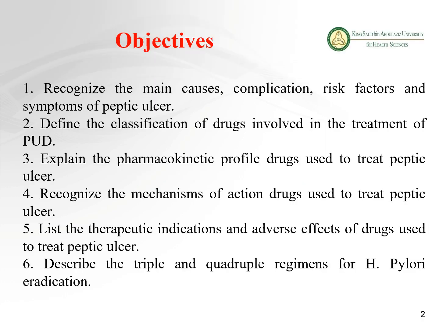By the end of this lecture, you will be able to recognize the main causes, complications, risk factors, and symptoms of peptic ulcer. Along with that, we will be able to define the classification of drugs involved in the treatment of peptic ulcer disease, their pharmacokinetics, pharmacodynamics, their mechanisms, along with their therapeutic indications and the triple therapy and quadruple therapy for the eradication of H. pylori, which is also one of the main causes for peptic ulcer.